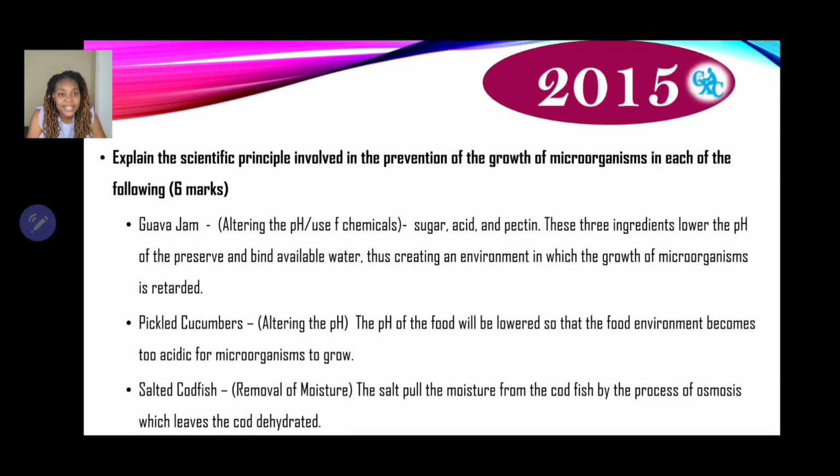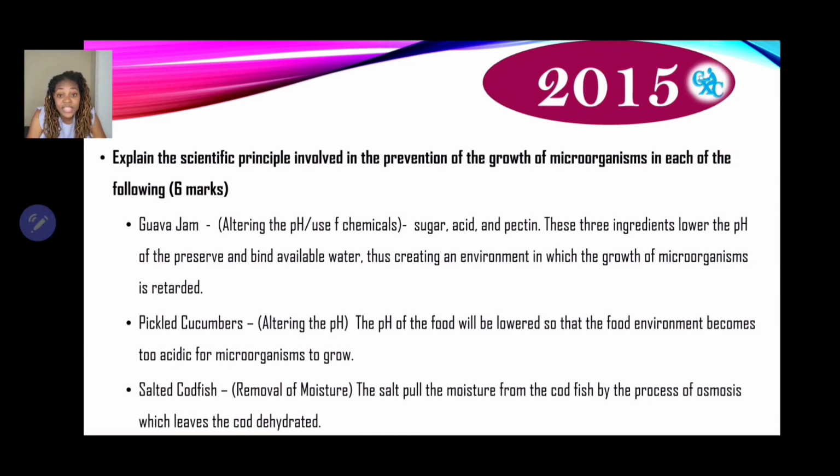So altering the pH as well as use of chemicals. So sugar, acid, and pectin, right? These 3 ingredients lower the pH of the preserve and bind available water, thus creating an environment in which the growth of microorganisms is retarded.